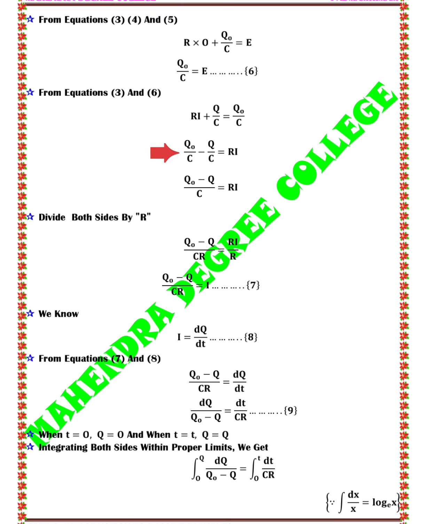Rearrange it to keep Ri on one side. Simply, Q by C moves to the right hand side as minus Q by C. We get Q naught by C minus Q by C equals Ri. Combine the terms on the left hand side: Q naught minus Q by C equals Ri.